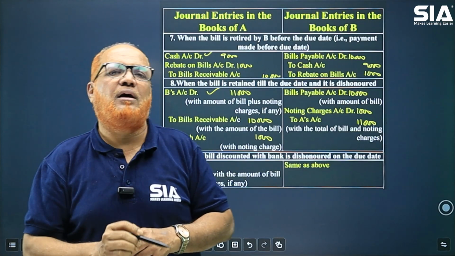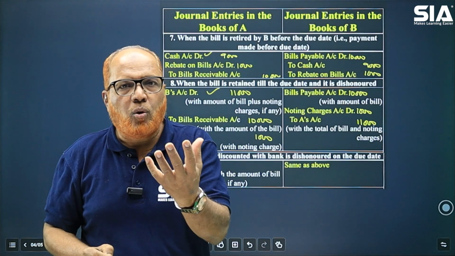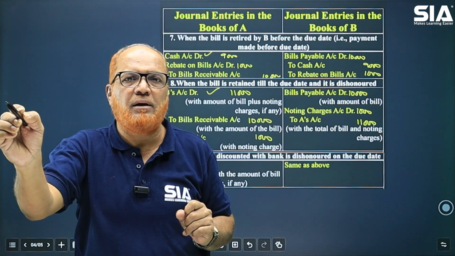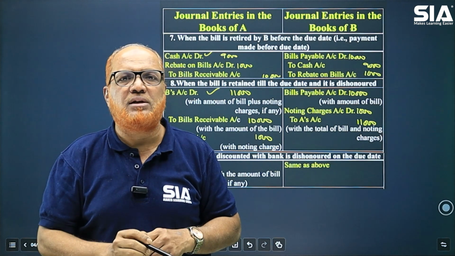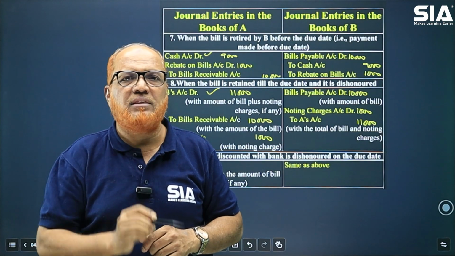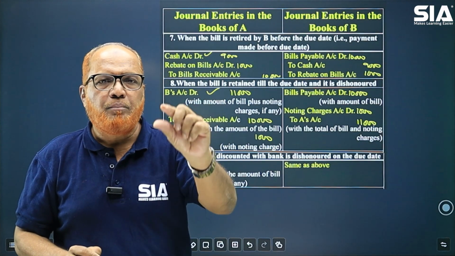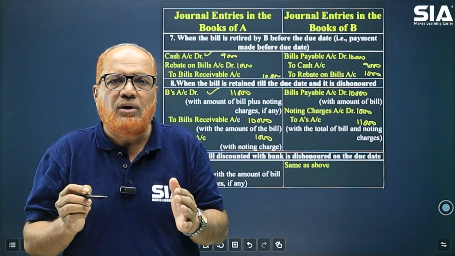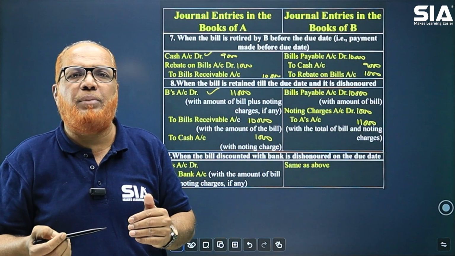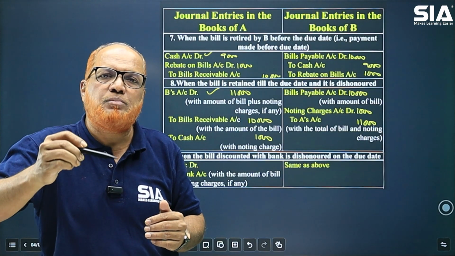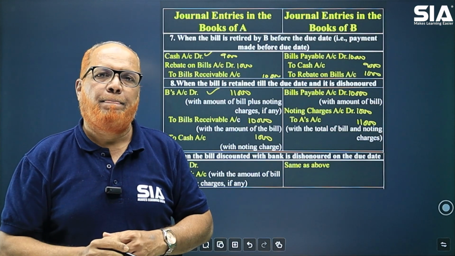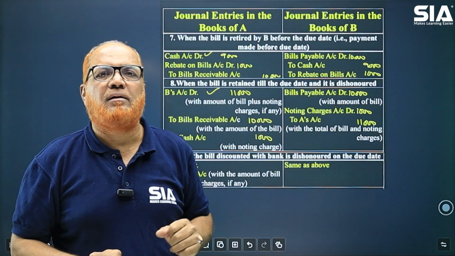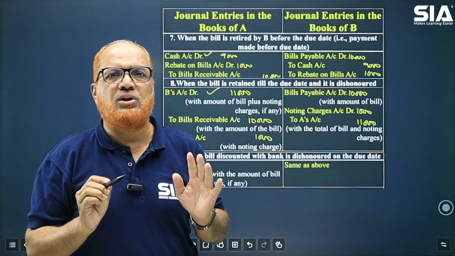Now the banker will incur noting charges. Whoever holds the bill has to pay noting charges. So here the banker is holding the bill, so the banker will pay 1,000 noting charges. So 10,000 bill plus 1,000 noting charges, 11,000. So 11,000 rupees is to be recovered from B and 11,000 rupees is to be paid to bank. So the entry will be B's account debtor to bank, 11,000, including noting charges.